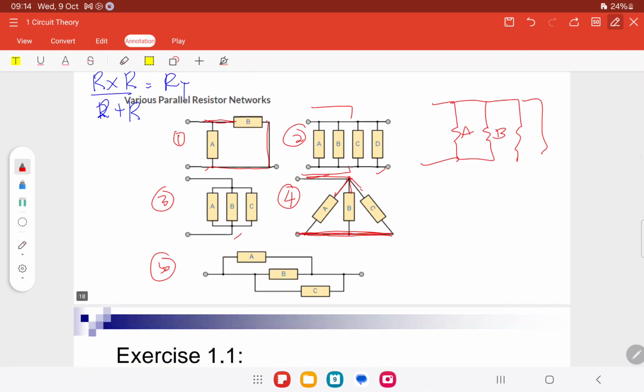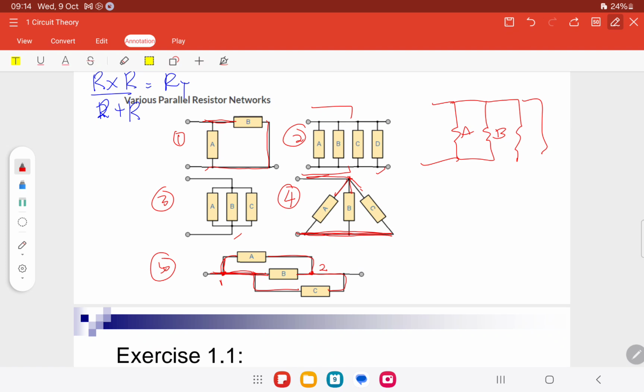Okay. Yang number 5 ni macam mana? This is sama kan? Dia sentuh semua. Dekat sini, from here dia pergi A. This node also goes to B. This node also goes to C. And belakang dia, let's say this is point 1, this is point 2. This node goes to point 2. Point 2 also comes from B. Also comes from C.